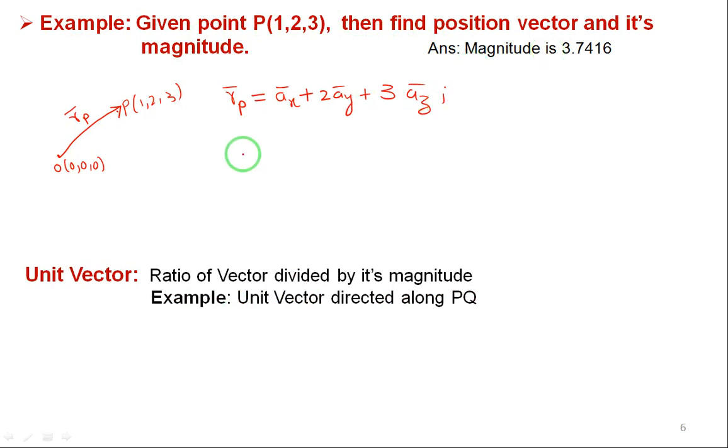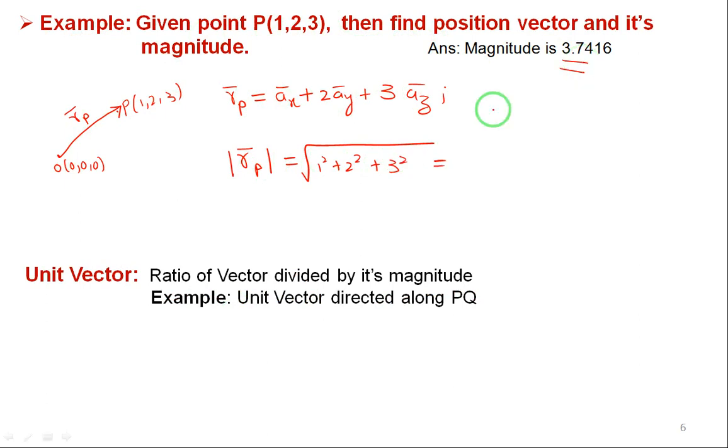Then they have asked to find out the magnitude. Magnitude we represent like this: write down RP vector and put two parallel lines. So the magnitude of RP vector is equal to the square root of the components. Here the x component is 1, the y component is 2, the z component is 3. So square root of component squares: square root of 1 square plus 2 square plus 3 square.